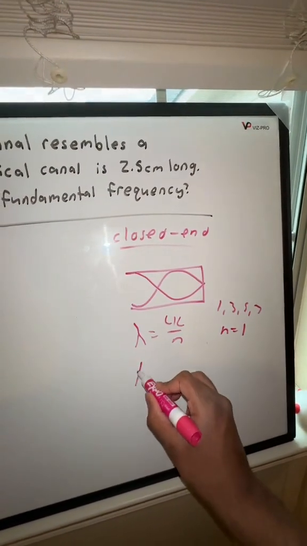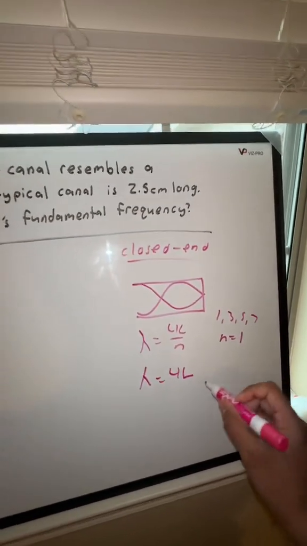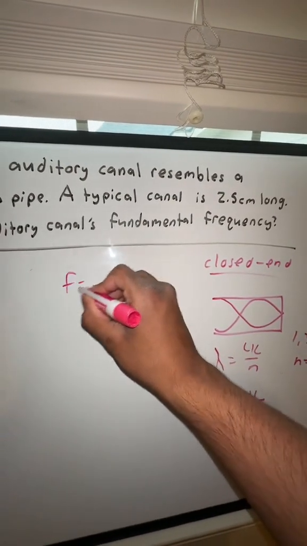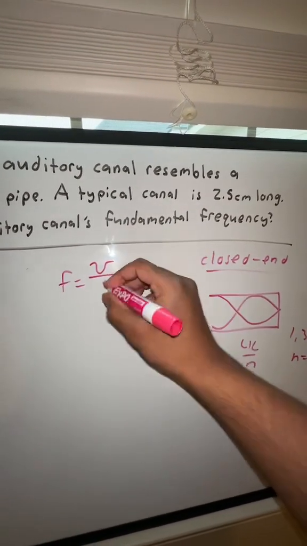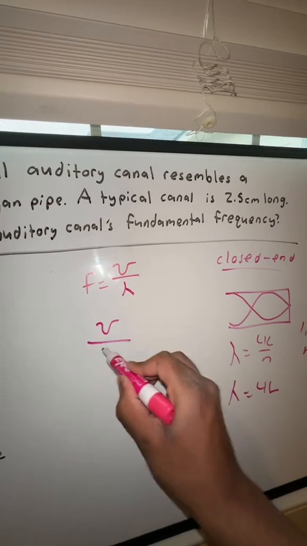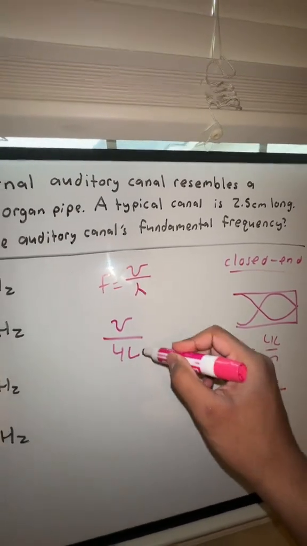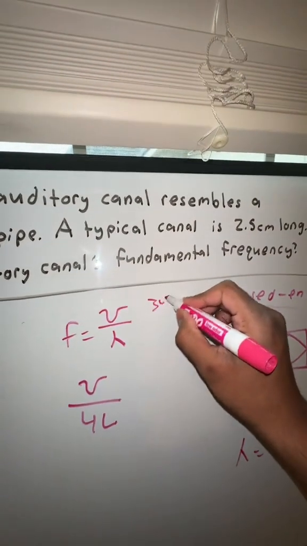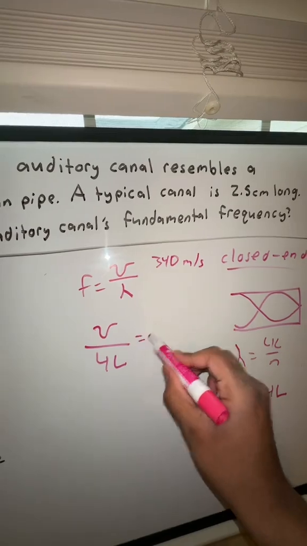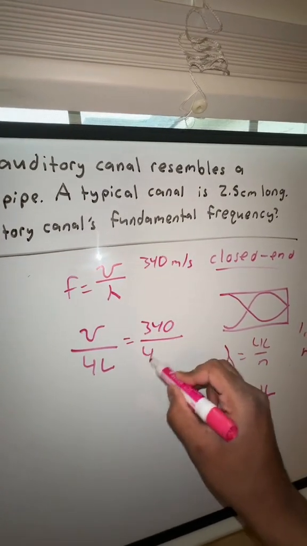So what we really have here is wavelength equals 4L, right? And to get frequency from wavelength, you have to know the formula, which is frequency equals velocity of sound, or speed of sound, over wavelength. So what we really have here is velocity over 4L. And velocity is just going to be the speed of sound in air, which is 343 meters per second, but I'm just going to round it to 340. So we have 340 over 4 times the length.